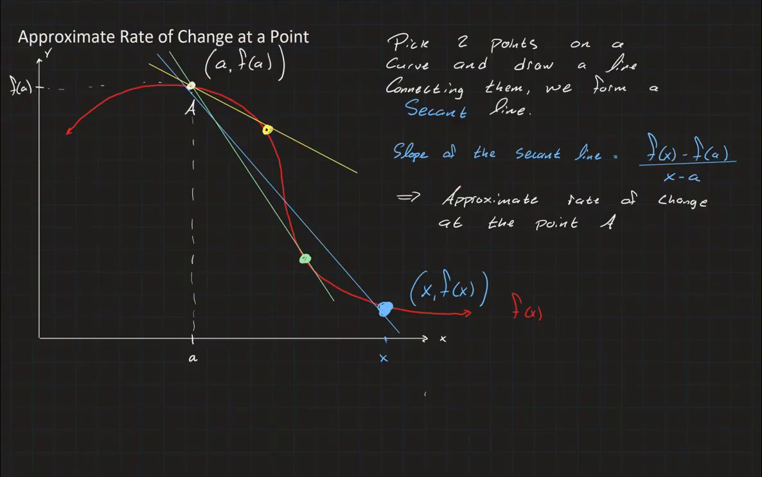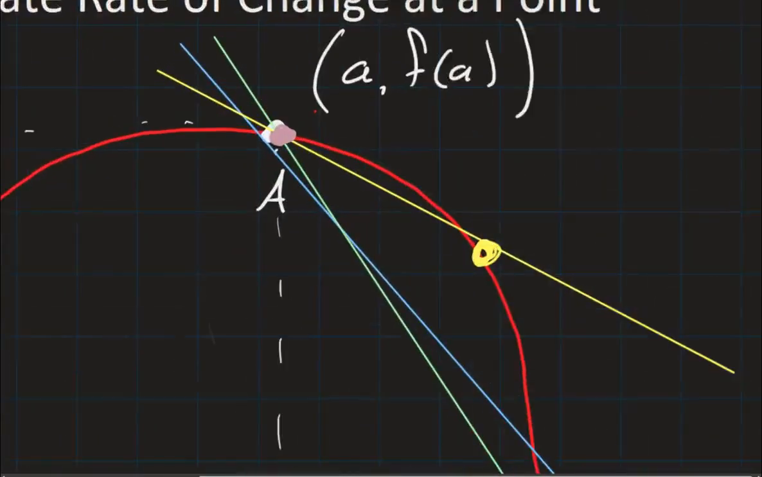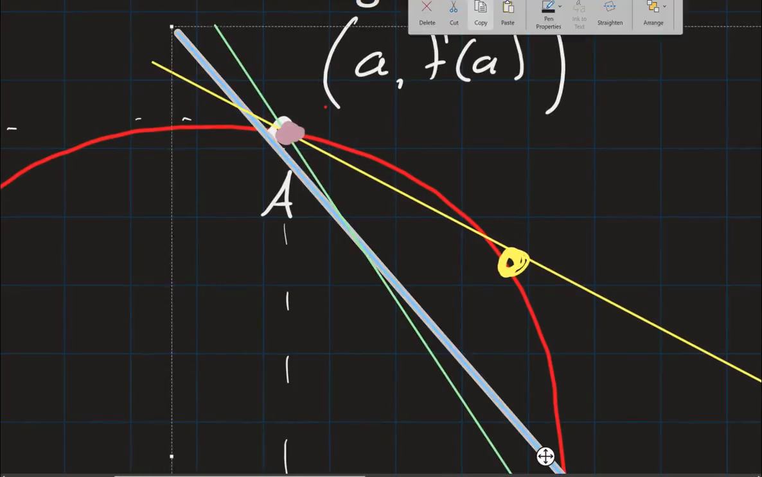So if I continue on with this theme, I can move this yellow point even closer, closer and closer and closer. What happens if I take this yellow point and I just move it all the way as close as I possibly can to that white point, because that's the point that I'm trying to find the slope of. I'm trying to find the slope of this curve at this point.